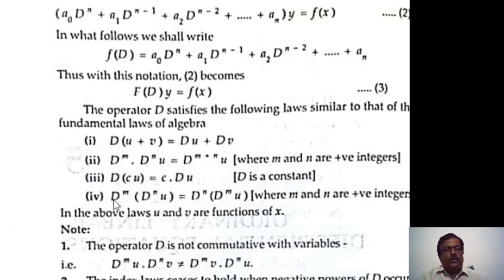Okay. So similarly, D^m of D^n u is the same as D^n of D^m u, where m and n are positive integers. So it satisfies all the basic laws of algebra, right? Next, here the operator D is not commutative with variables.